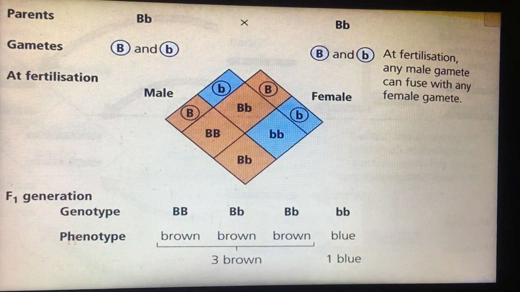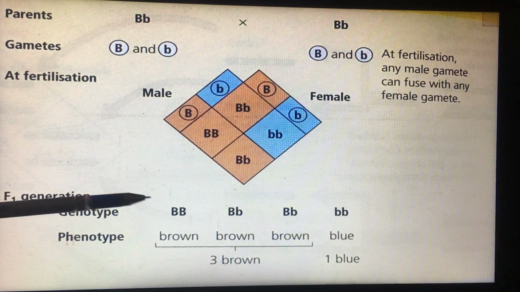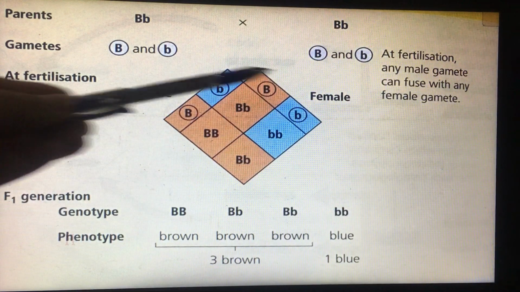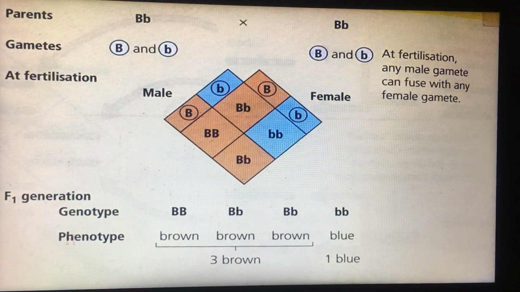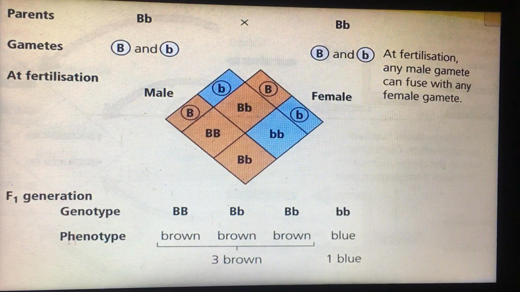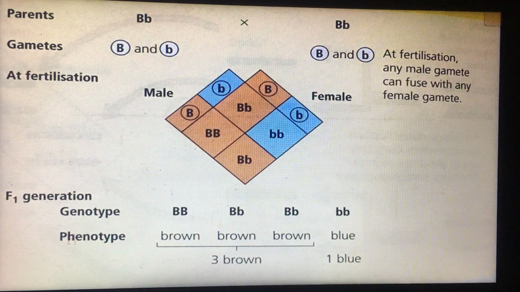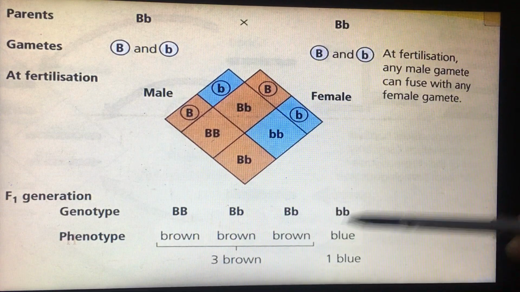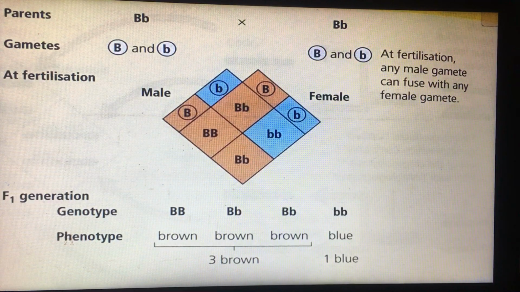So it's important to differentiate between genotype and phenotype. Genotype is the letters after fertilization, and phenotype is the feature, the color or the characteristic which we are talking about. So here you have to know how to find the probabilities or chances of the offspring phenotype. Here we have three offspring with brown color and only one offspring with blue color.